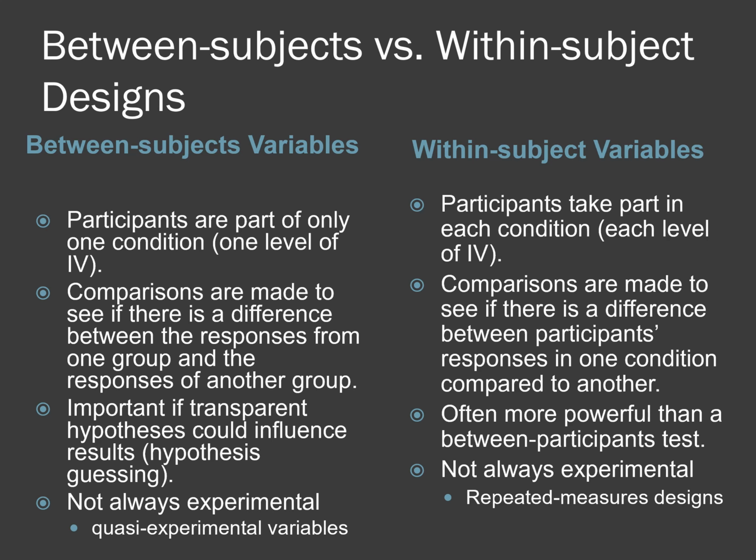But for now, we'll just pretend that it's an either or situation, because that's where we are in terms of the analyses that we're covering. So between subjects designs are when participants are part of only one level of the independent variable. So let's just assume it's an experiment and there's an independent variable, and a given participant is assigned to only one level of the independent variable, meaning that they only take part in one condition of the experiment and not more than one condition of the experiment. And then comparisons are made to see if there is a difference in the group means between the conditions.